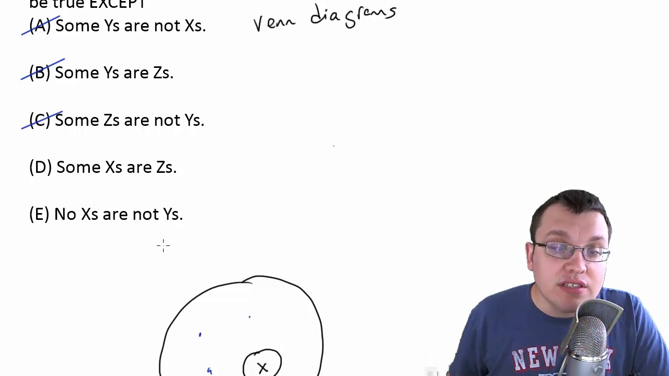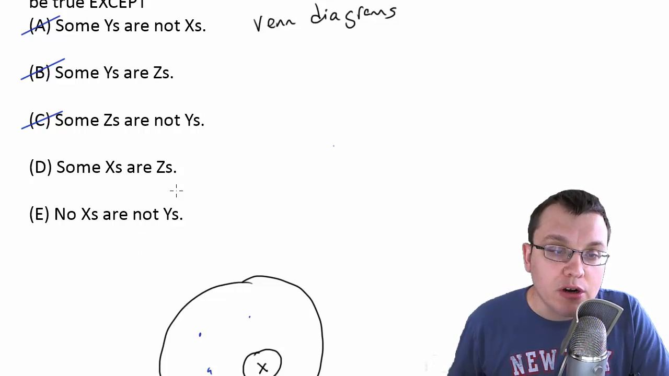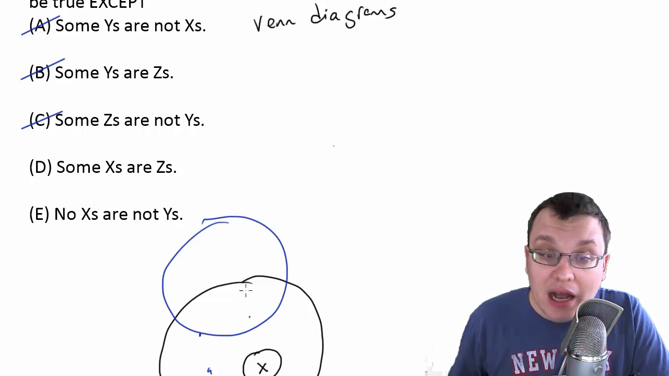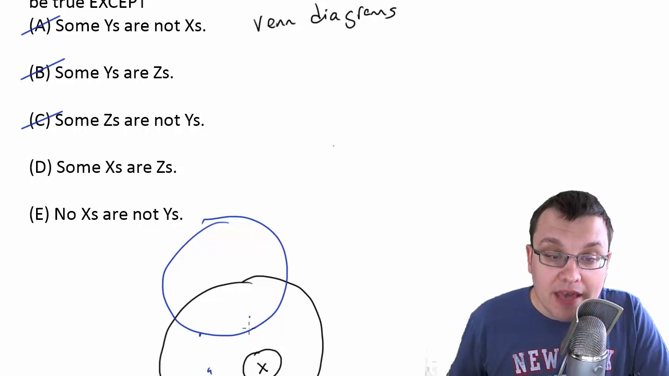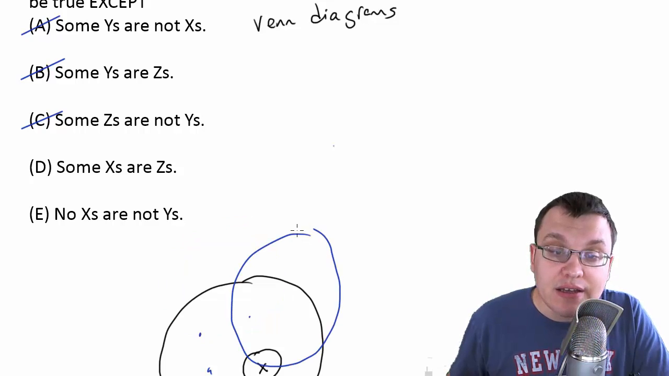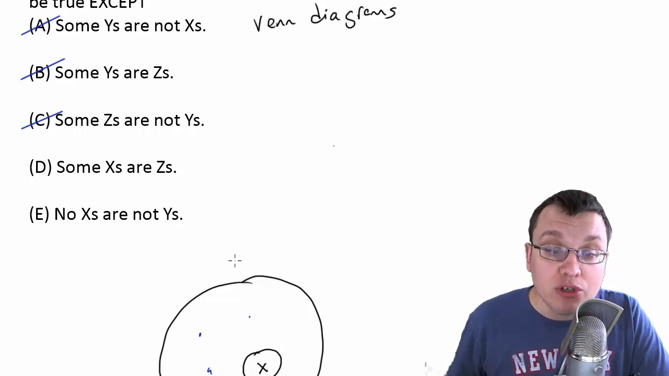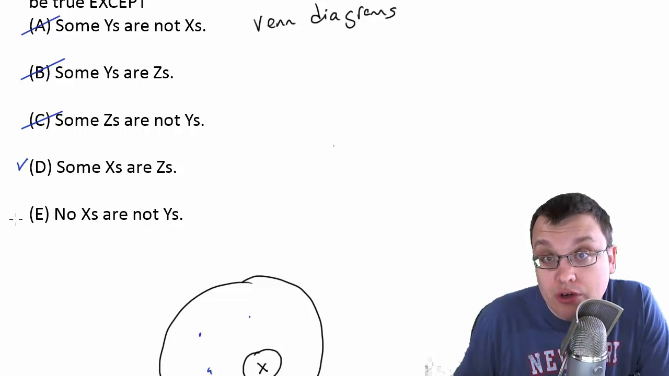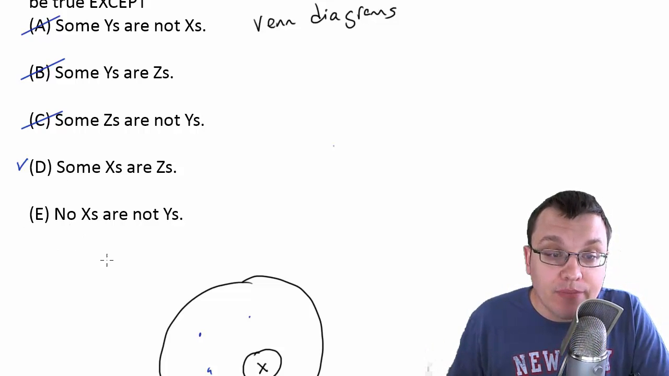Choice D: some x's are z's. Here it comes back to where we started when we were drawing this picture. We don't know whether some x's are z's or not. If we drew it like this, where some x's are y's, there would be no overlap between the z and the x. But if we drew it like this, there would be overlap. Since we don't have more information to tell us how to draw this, D is something we don't know is true, so it doesn't have to be true. So it looks like D is going to be our answer.